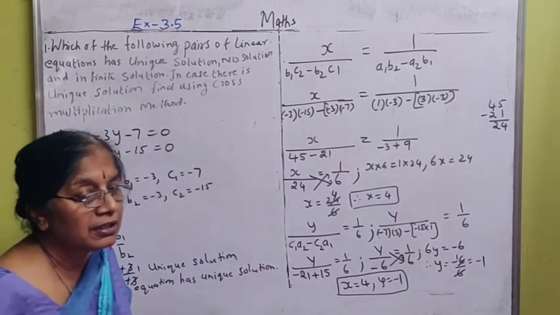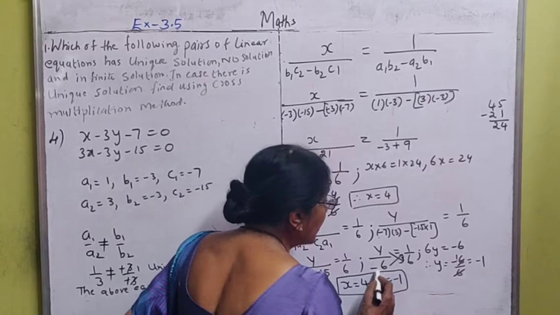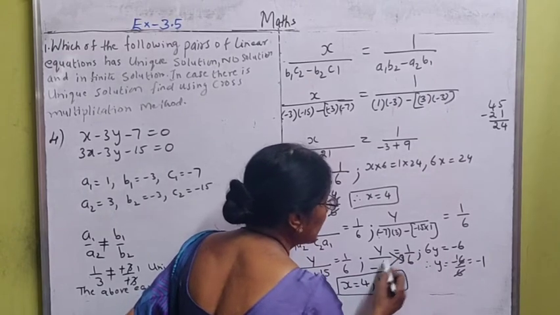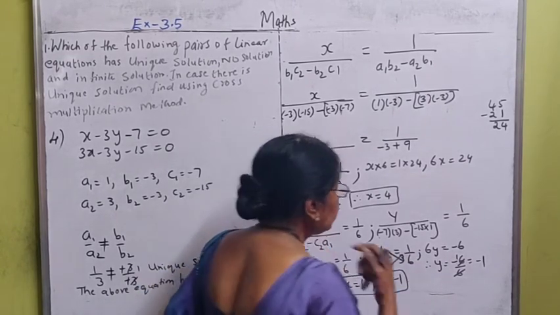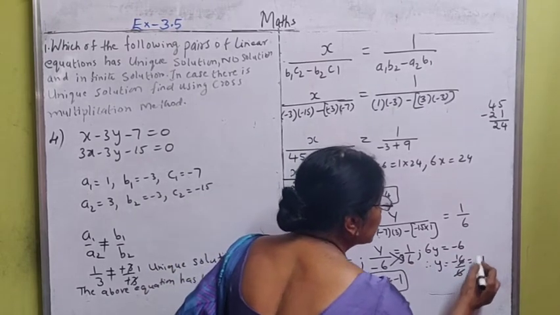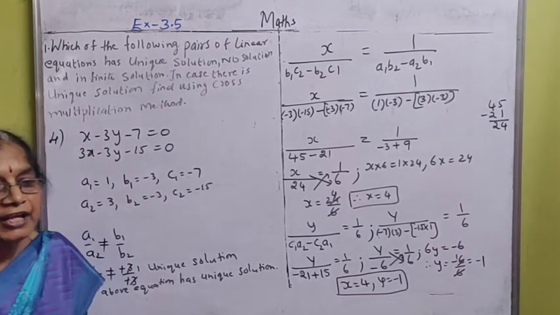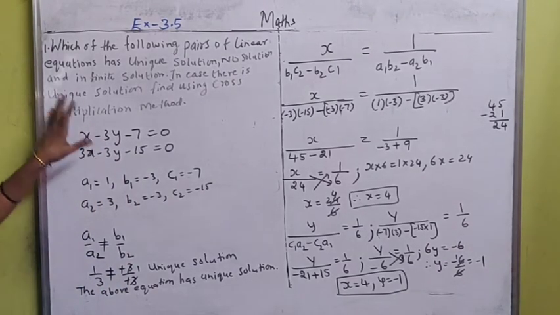21 is the greater number, so it is a minus sign. So you will get the answer as minus. Y by minus 6 is equal to 1 by 6. Cross multiply. 6y is equal to minus 6. Y is equal to minus 6 by 6, which is minus 1. So you got the answer as x is equal to 4 and y is equal to minus 1. So this is how you have to solve.